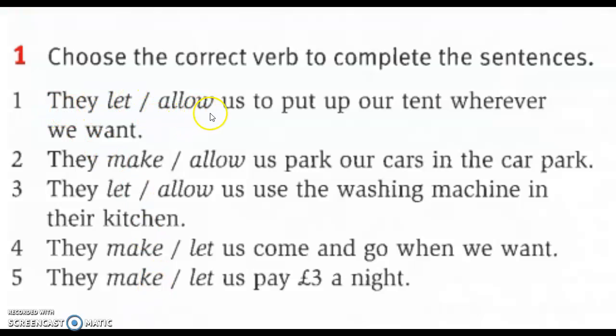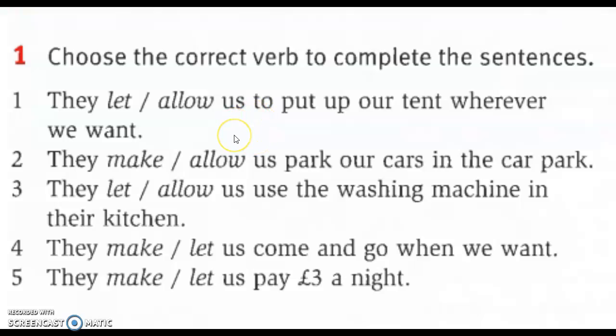They let or allow us to put up our tent wherever we want. Let them do it on their own and then peer check. Yeah, they just need to make sure, here the meaning is the same, but of course the form is tricky, isn't it? Because it's different. So they let us put up. So it can't be let because we've got a to here, so it's got to be allow. They allow us to put up our tent.